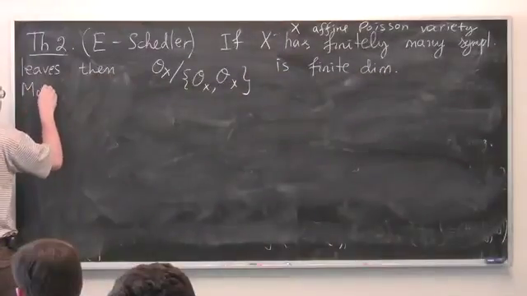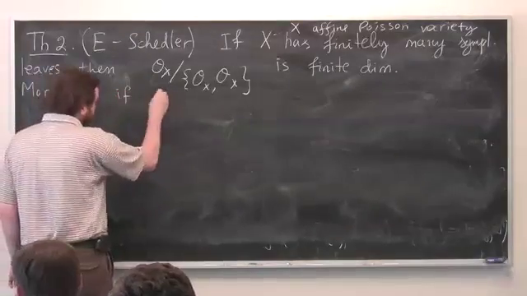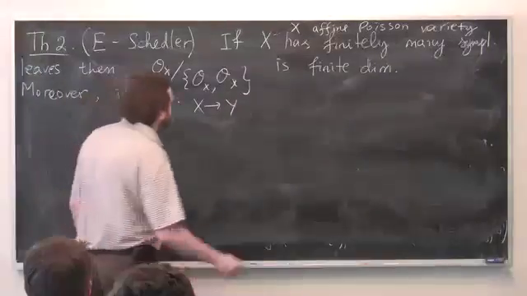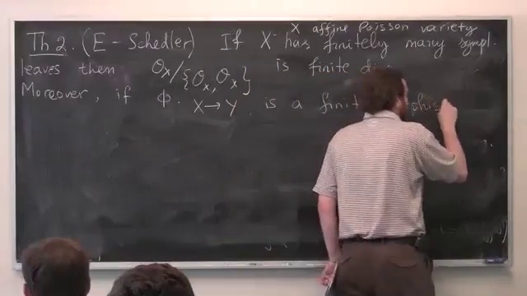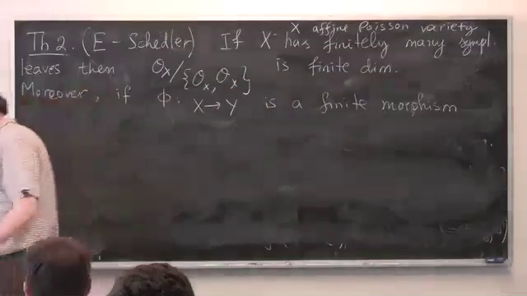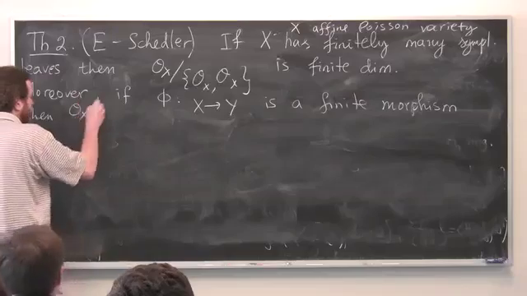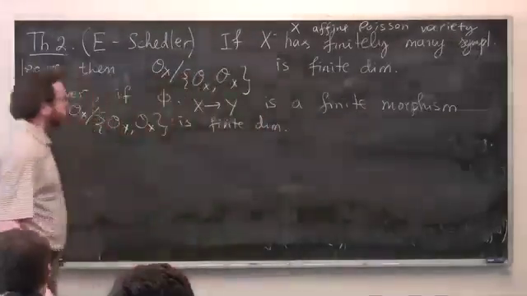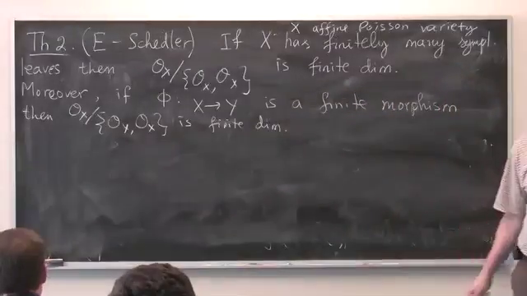Moreover, more generally, suppose we have phi, which is a map from X to another affine variety Y. If this phi is a finite morphism, which means that we pick a subalgebra in O_X, finitely generated, over which O_X is a finite module, then O_X over O_Y, O_X is finite dimensional. Again, we do not claim anything about the dimension. We don't know how to compute this dimension. It's a very hard problem in general. But at least we claim that it is finite.